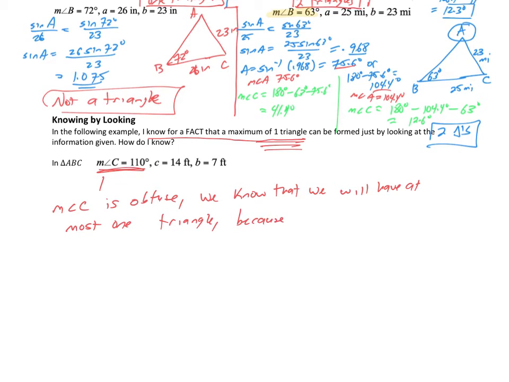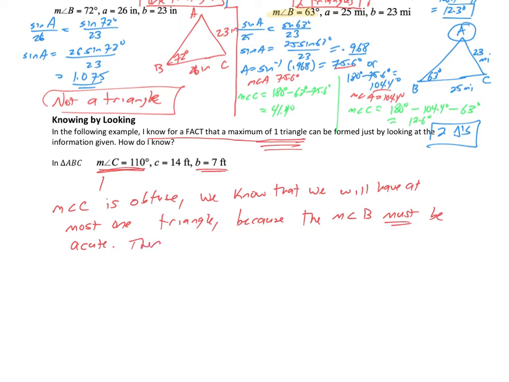And the reason we know that there's a maximum of one triangle, we could have no triangle, but since the measure of angle C is obtuse, we know that we will have at most one triangle, because when we do the law of sines, the measure of angle B, which would be the one we'd be finding first, must be acute, and that's because the measure of angle C is already obtuse.